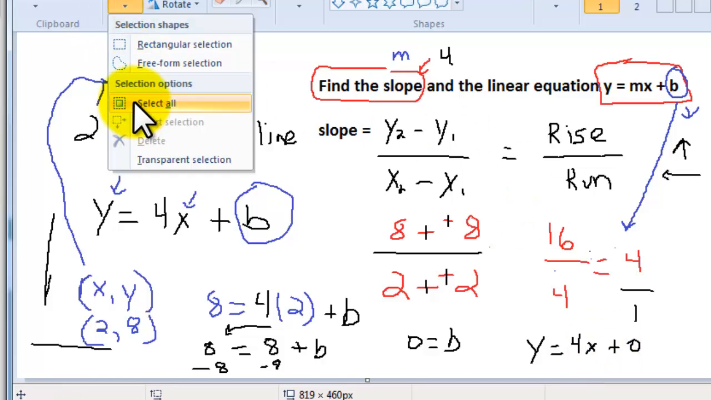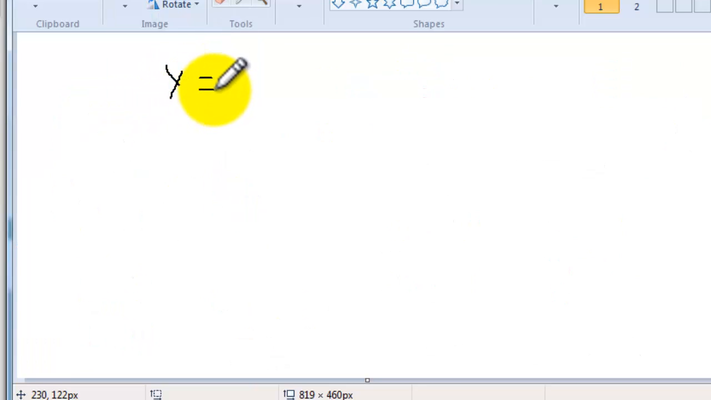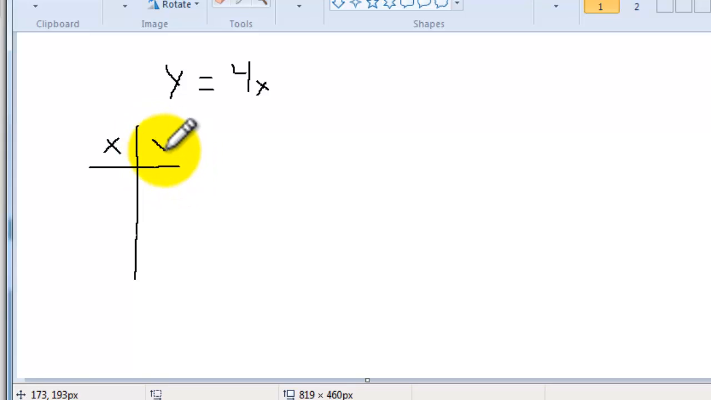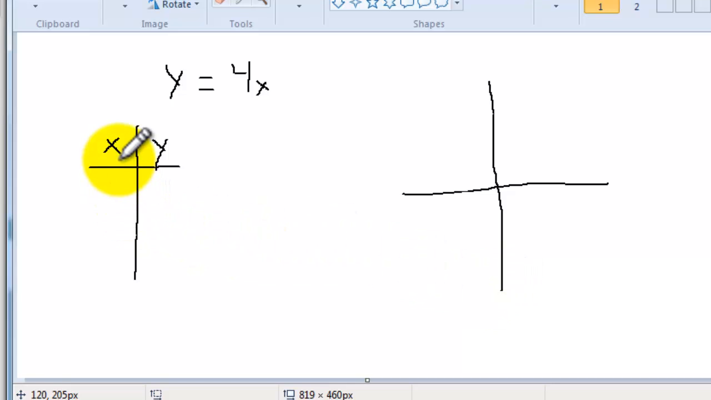So let me clear this, and we'll look at how that looks if we plot it. Y equals 4x. We still use our little magic table here, x and y. We can plug in any values we want, and we can draw a line. When x is 1, y is 4. When x is 2, 4 times 2 is 8. When x is negative 1, 4 times negative 1 is negative 4. When x is negative 2, negative 2 times 4 is negative 8.